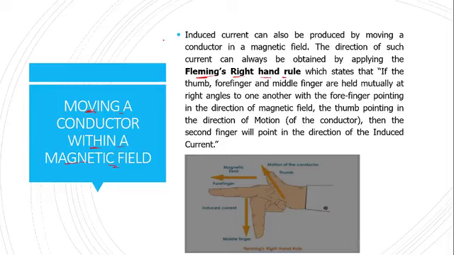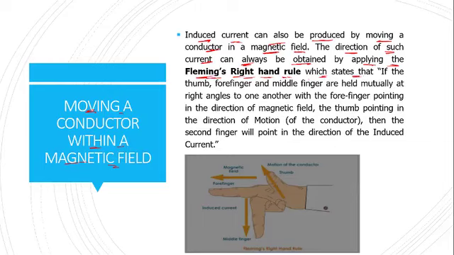We also said that the current that has been induced in an electromagnetic field is called induced current, while the EMF is called induced EMF. Induced current can also be produced by moving a conductor in a magnetic field. The direction of such a current can always be obtained by applying what we call Fleming's right hand rule.